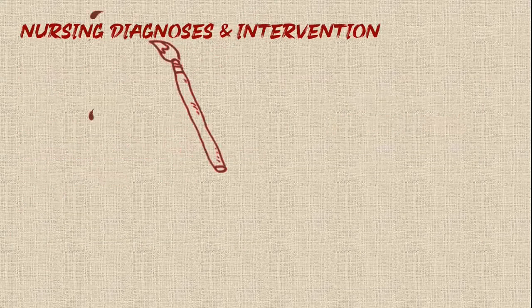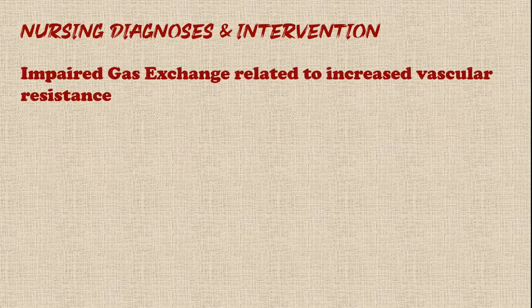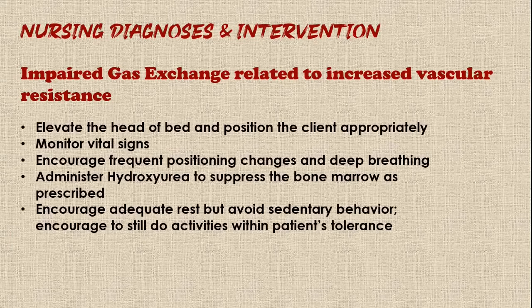These are the nursing diagnoses and interventions for polycythemia. Impaired gas exchange related to increased vascular resistance. With this, the nurse is expected to elevate the head of bed and position the patient appropriately, monitor vital signs, encourage frequent position changes and deep breathing, administer hydroxyurea to suppress the bone marrow as prescribed, encourage adequate rest but avoid sedentary behavior, and encourage the patient to still do activities within tolerance.